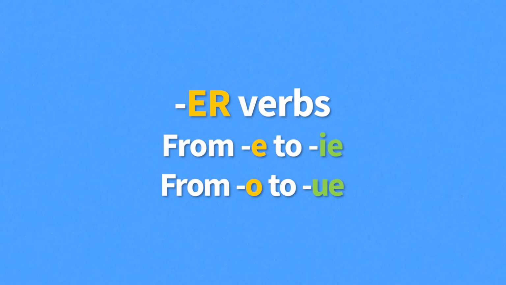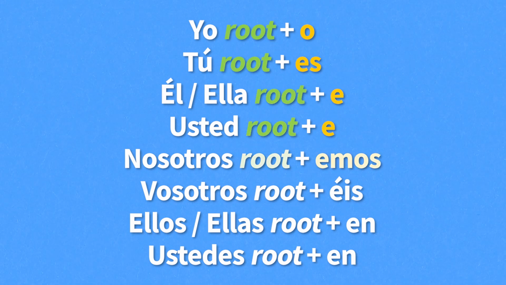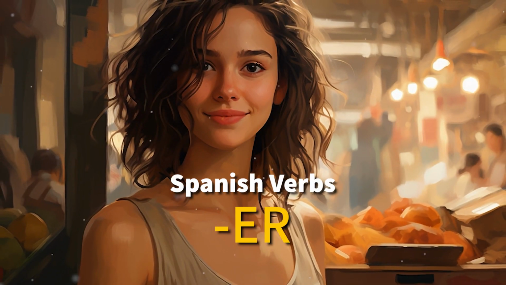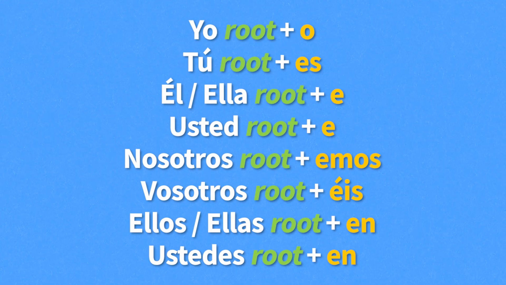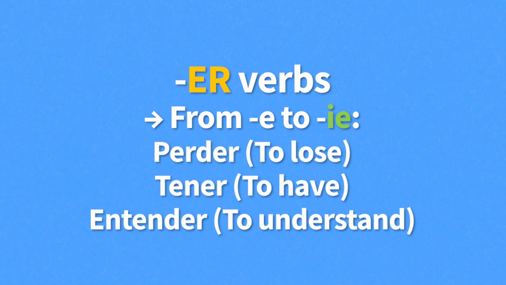But before looking at irregular verbs, let's check out the usual ER conjugations. The endings you add to the root are the same as for regular verbs, so you add o, es, e, emos, éis, or en. If you want to know more about ER verbs, check out this other video. Now that we know basic ER endings, let's move on to irregular verbs. This time, we have 3 possibilities for stem changes, the first one being from E to IE. These are verbs like perder, to lose, tener, to have, and entender, to understand.